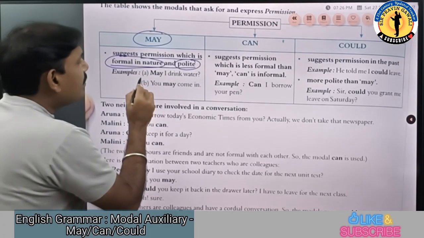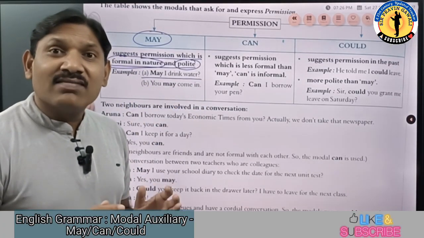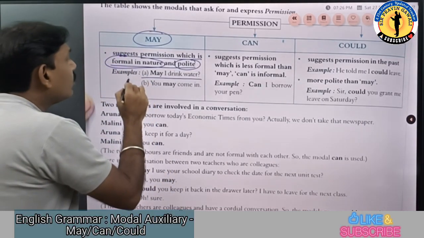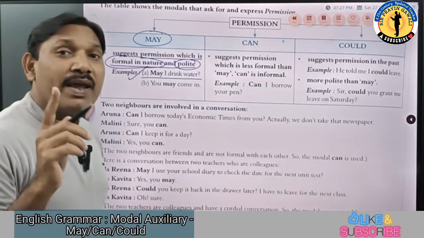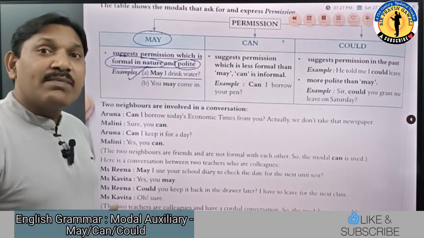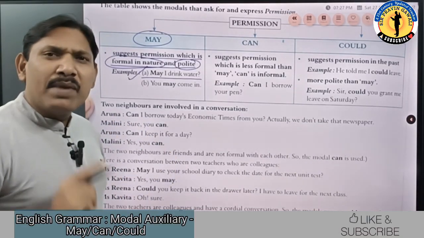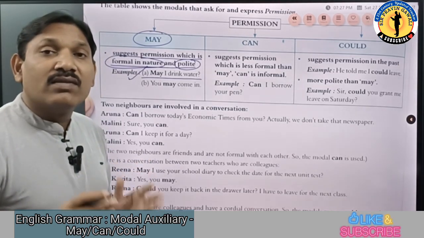For example, may I drink water? Many times the students ask in the class, may I drink water, teacher? That time we should be more polite, so here we can use the modal may. If you don't know a person and you want to ask something, you can use may. May I help you? So this will be the formal way of asking to help.